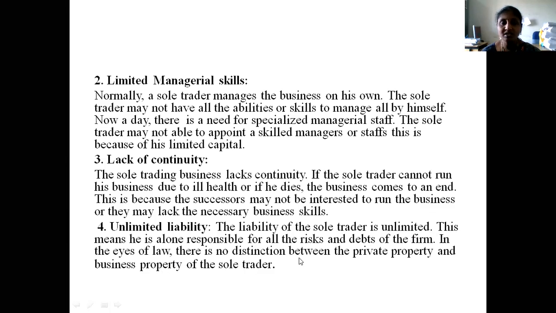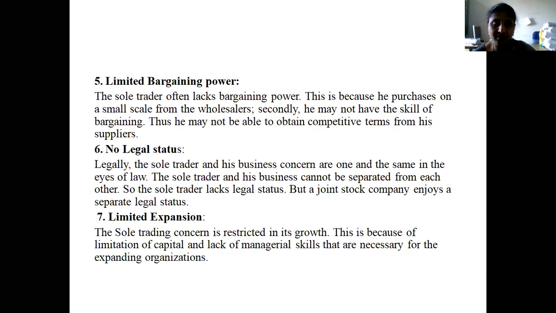సో దెర్ ఈస్ నో డిస్టింక్షన్ బిట్వీన్ ప్రైవేట్ ప్రాపర్టీ ఆర్ బిజినెస్ ప్రాపర్టీ ఆఫ్ ద సోల్ ట్రేడర్. అంటే ఇండివిజువల్ ప్రాపర్టర్షిప్ బిజినెస్ కి వచ్చేసరికి ఇది బిజినెస్ ప్రాపర్టీ, ఇది ఇండివిజువల్ ప్రాపర్టీ అని ఏమి ఉండదు. ఇన్ సమ్ కేసెస్ లో బిజినెస్ లో లాస్ వస్తే తన ఇండివిజువల్ ప్రాపర్టీని తీసుకొచ్చి బిజినెస్ లో పెట్టాల్సిన అవసరం వస్తుంది. అంటే హి హ్యాస్ టు పుట్ ద ఇండివిజువల్ ప్రాపర్టీ మనీ ఇన్ టు ద బిజినెస్ టు రికవర్ ద లాసెస్. So that is the thing happening in an individual business.